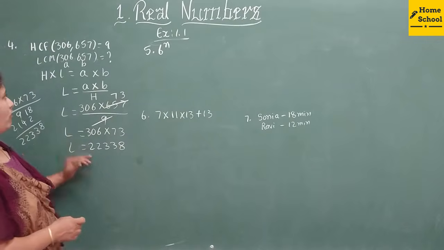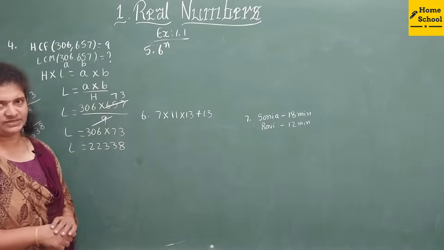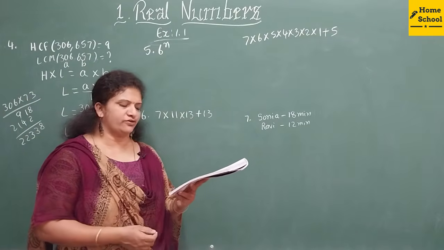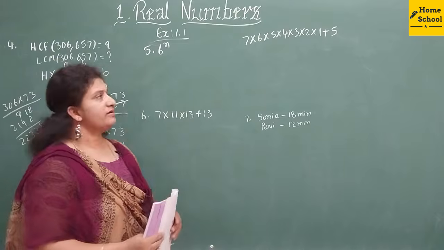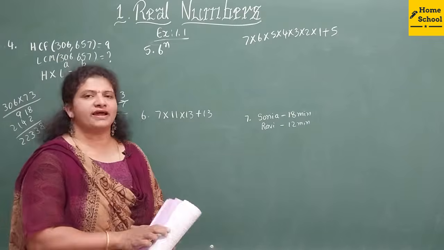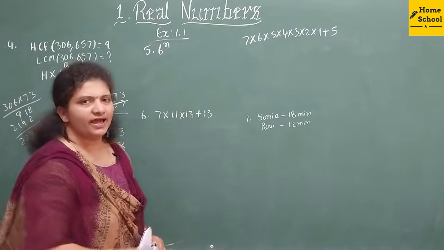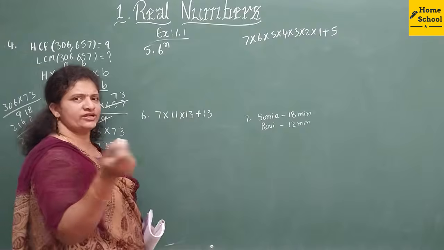22,338 is the LCM of 306 and 657. Fifth problem: check whether 6 power n can end with the digit 0 for any natural number n. 6 power n, n is a natural number. Does it end with the digit 0 is your question. Natural numbers start from 1, 2, 3, and so on, right?